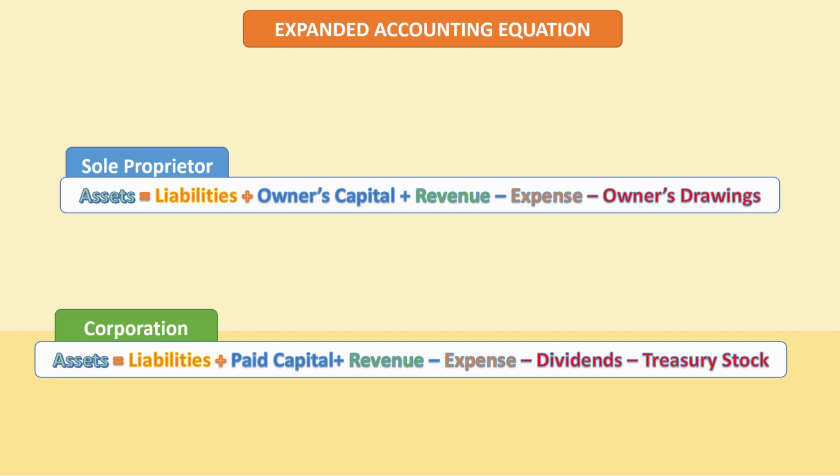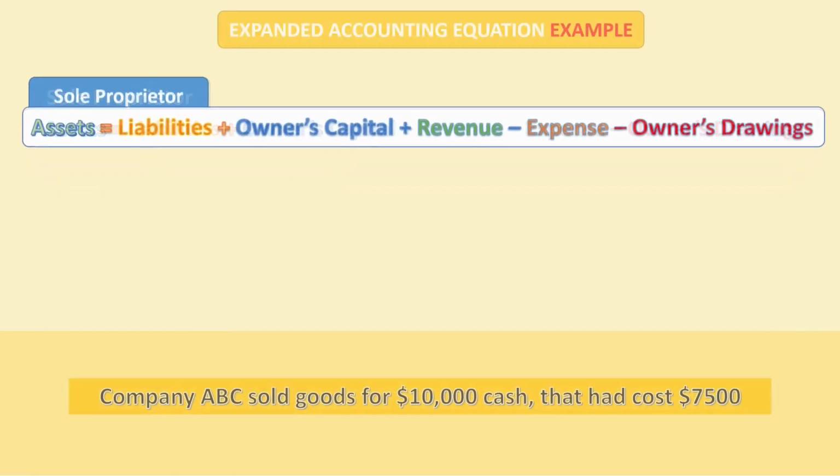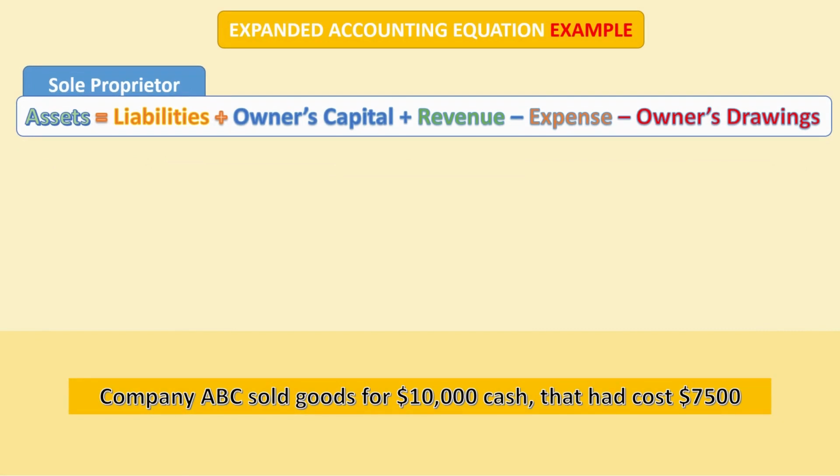Let's take an example. Assume company ABC sold goods for $10,000 cash, that had a cost of goods sold of $7,500. How will this affect the extended accounting equation? Let's put all the above information in the extended accounting equation. On the left-hand side, we have an increase in cash by $10,000, and at the same time the goods that we have sold had a cost of $7,500, so that is a decrease. So overall we have a net increase of $2,500 on the assets side.